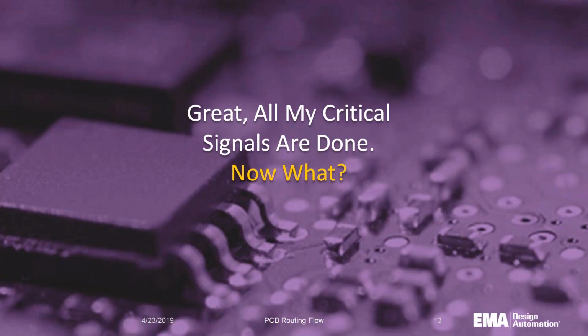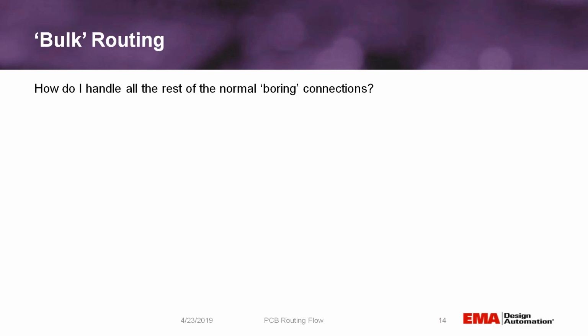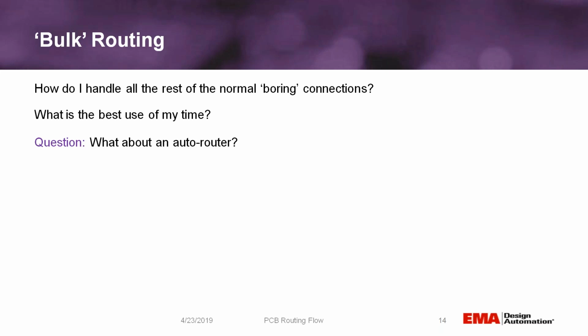So great, all my critical signals are done. Now what? So I would go on to the bulk routing, and a decision would be made at this point. Okay, how do I want to do this? So what's the best use of my time? Maybe consider an auto router. I guess it depends, right? How large the board is, how many connections, how much time you have to spend on it.